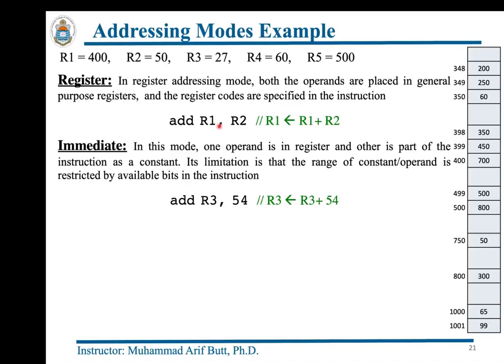In immediate addressing mode, one operand is in a register and the other is part of the instruction as a constant. So this add operation will add the contents of the register R3 and this constant 54 and will place the result in R3. The limitation of immediate addressing mode is that the range of the constant or the operand that is specified inside the instruction is restricted by the available bits in the instruction.